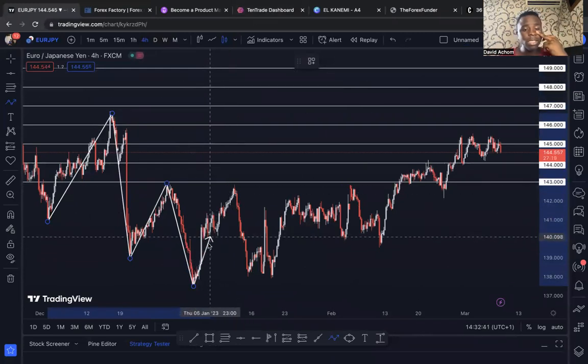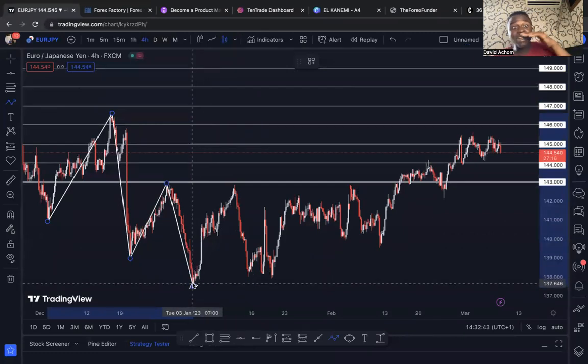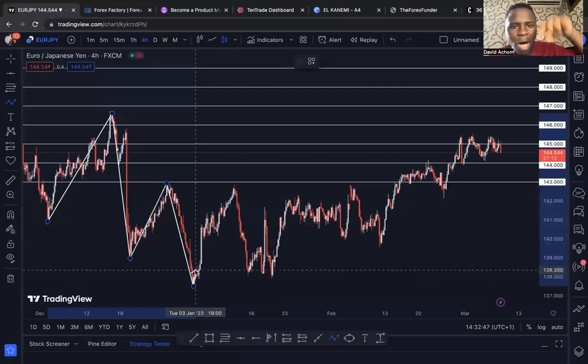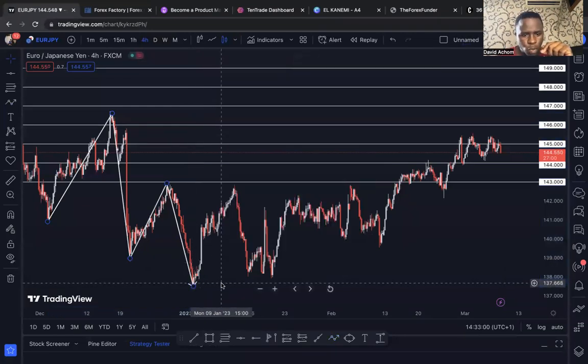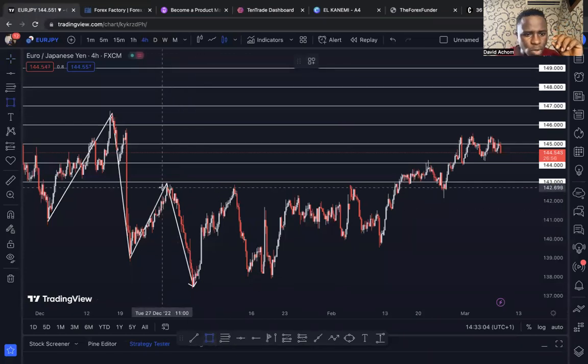Now let's continue. After this low, we are looking for the high that took out this low. And now we didn't find, meaning we don't have a new high. Do you understand? And if you don't have a new high, you have to trade inside your range. Hold on. We don't have a new high. We have to trade inside our range. Which range am I talking about?